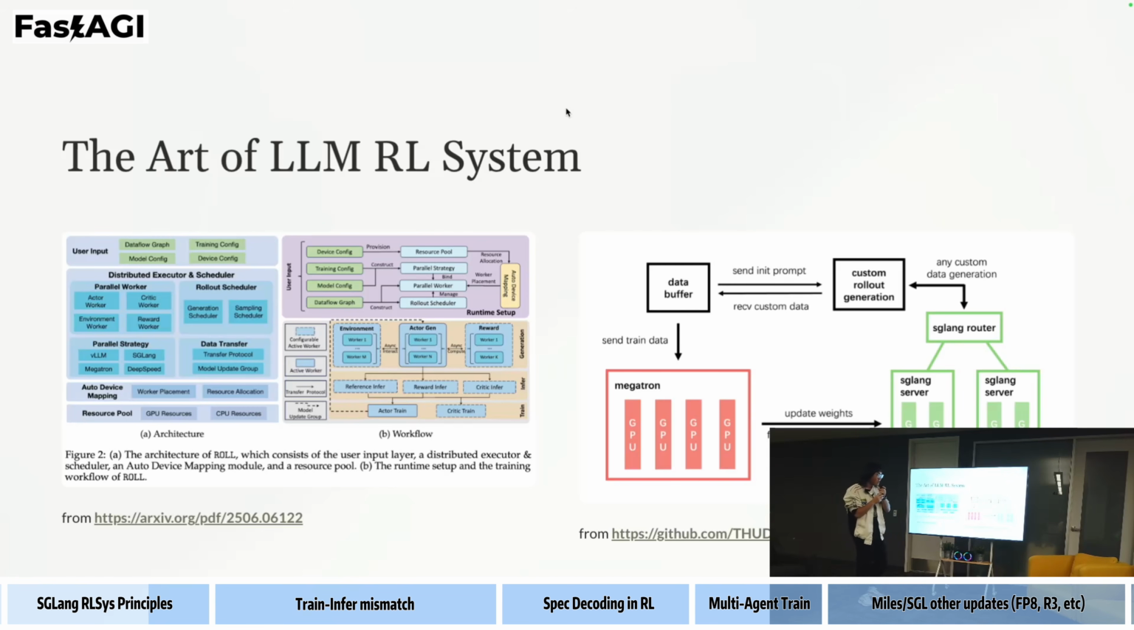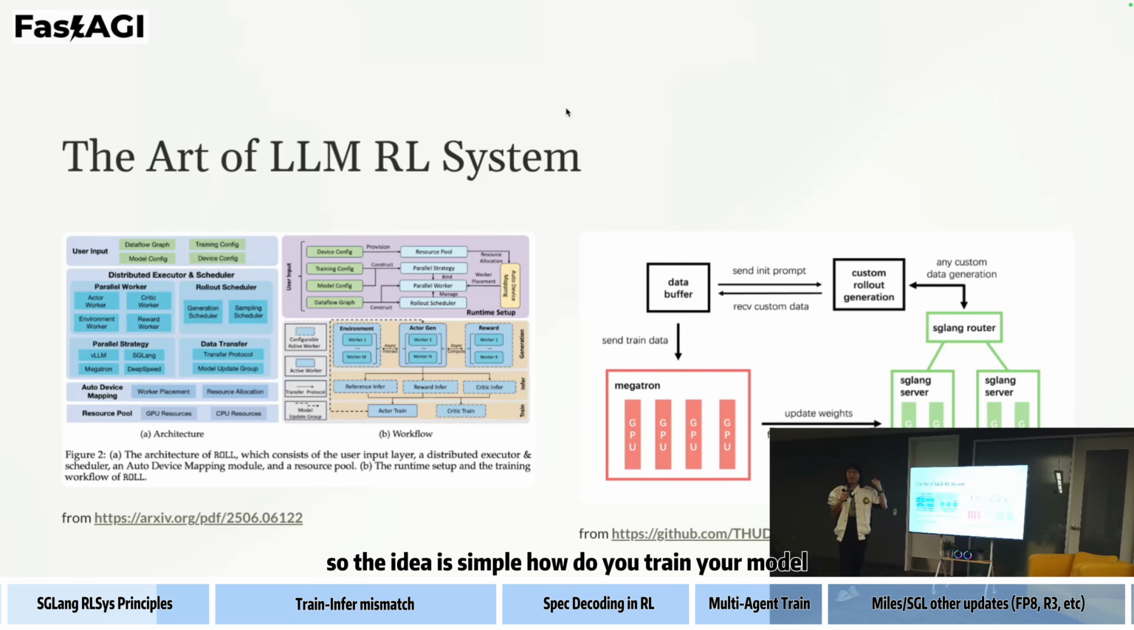Another thing about the SGLang router I want to share is that it is a way to align your training with your serving. This is different from the topic of training-inference mismatch; it is training-serving alignment. The idea is simple. How do you train your model?